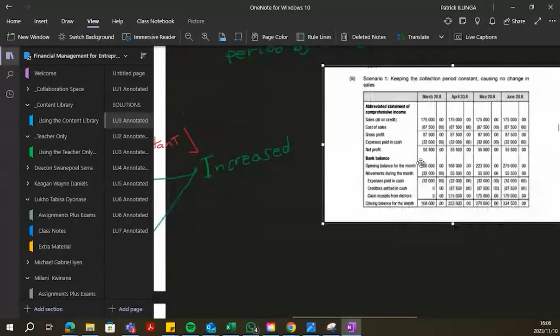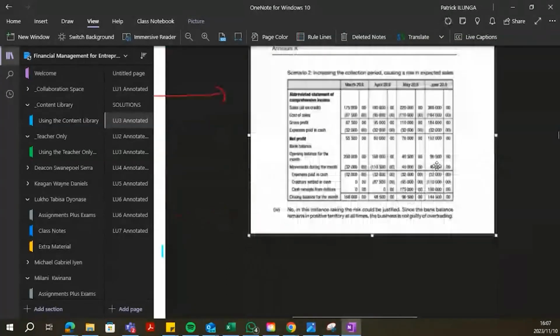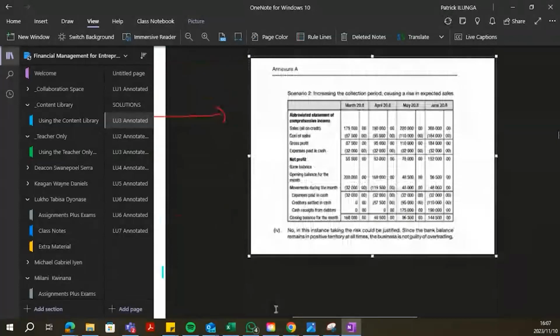Yes, sir. You can see that this is constant. Net profit is constant. It doesn't change. 55,000, 55,000, 55,000. But look here: 55,000, 63,000, 78,000, 152,000. So is it a good decision to move the collection period to 60 days?